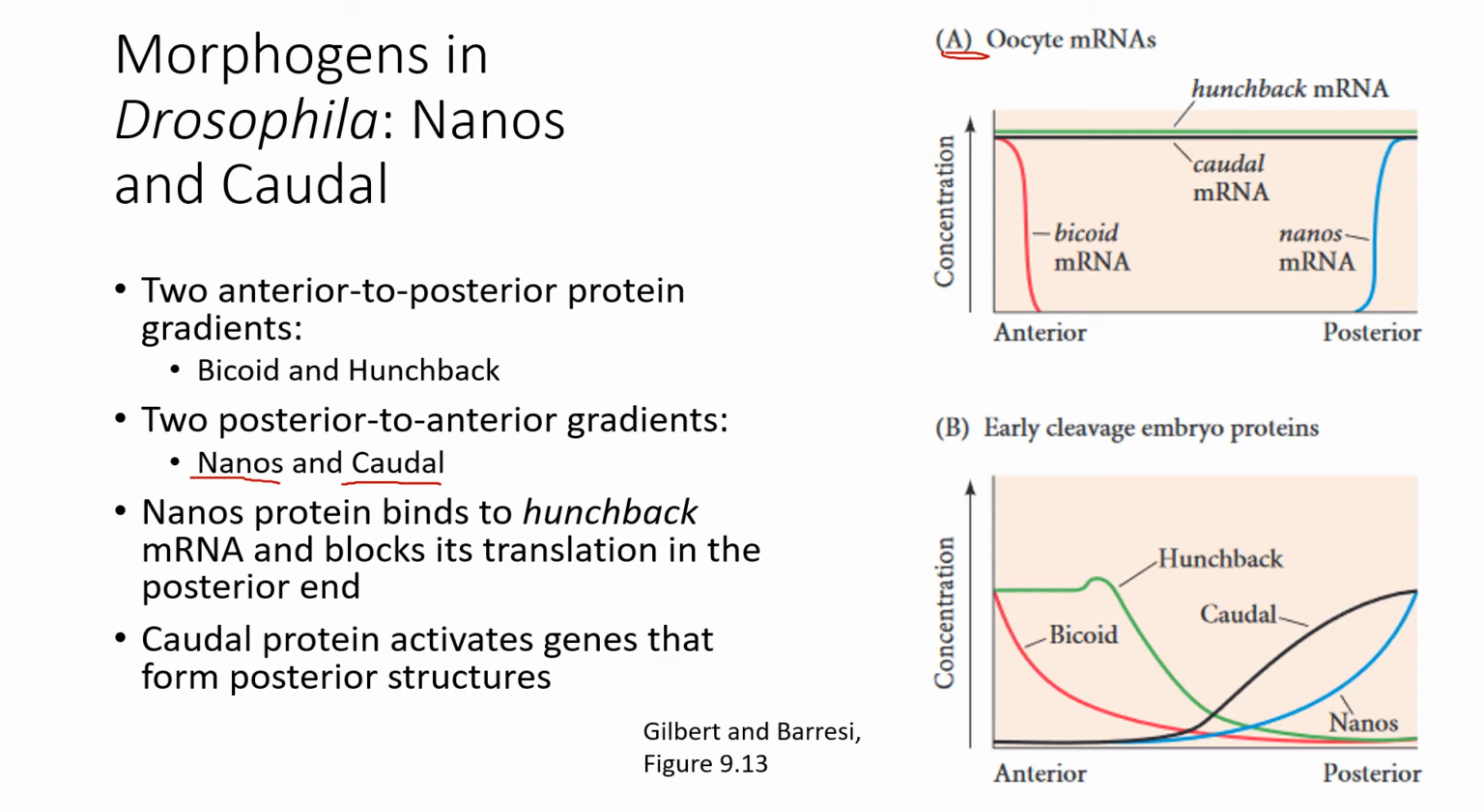Now, one primary role of nanos is to block the translation of hunchback mRNA, since we don't want any midsections forming in the tail end of the fly. So caudal protein activates genes that form posterior structures, just like what we saw with hunchback earlier. So nanos acts translationally, and caudal acts transcriptionally. But they both work together to activate and repress the correct genes at the right point.